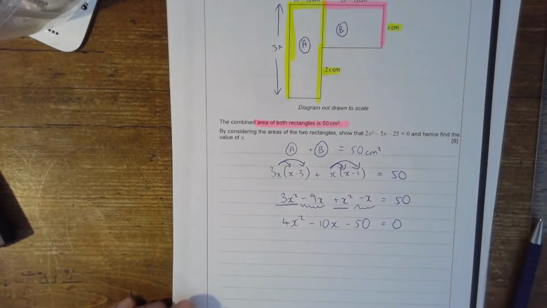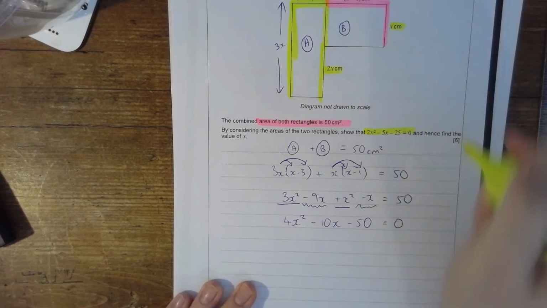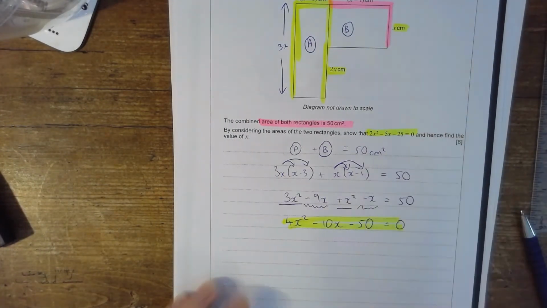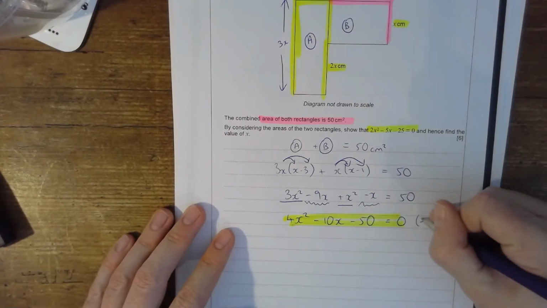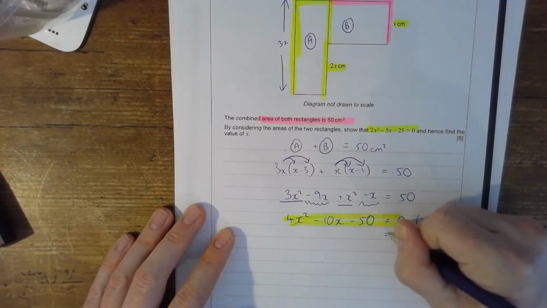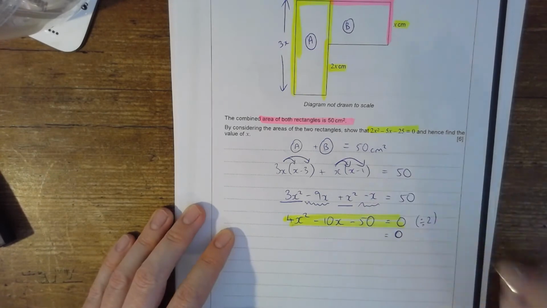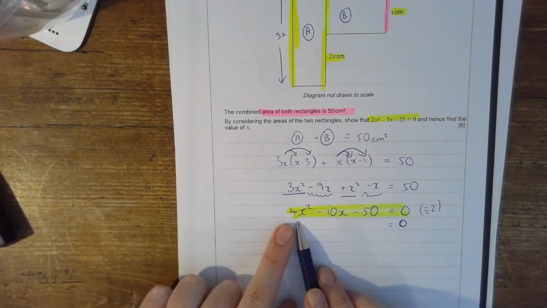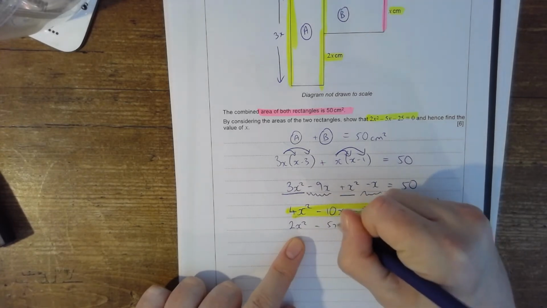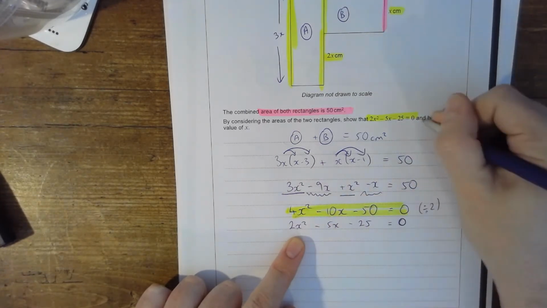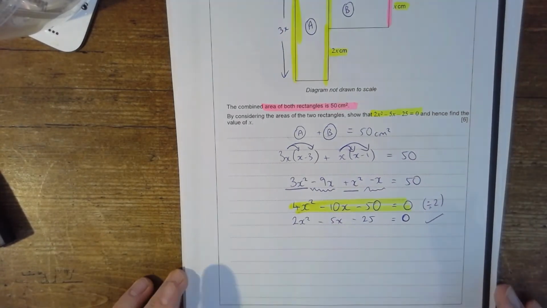Now the issue is they said show that it's this, and I have this. However, you'll notice that everything is even. So what I can do is I can halve both sides. Now this side is easy in particular because nothing divided by 2 is still nothing. And then half of each of these becomes 2x squared minus 5x minus 25. And that is what they wanted. So I know I've done the correct thing.